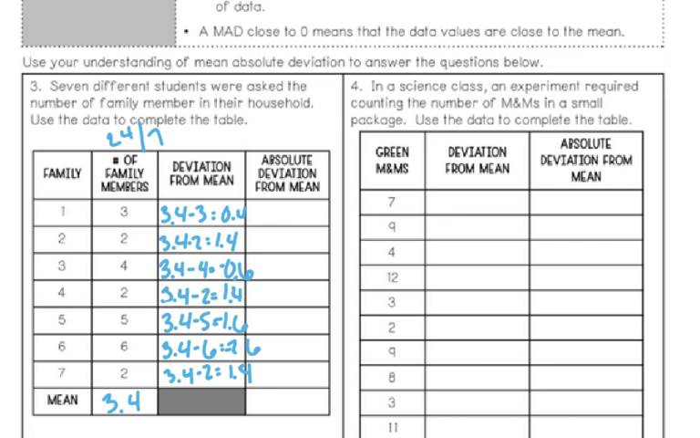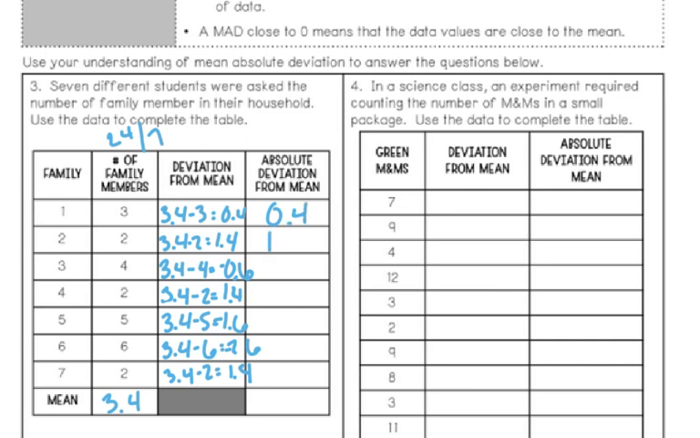In the next column, we're finding the absolute deviation from the mean. So this is where we take the absolute value of each deviation. Absolute value is distance from 0, and that's always positive. It doesn't matter if you're going to the right or to the left, distance is always positive. So I'm just going to take all of these differences and make sure that they are positive.